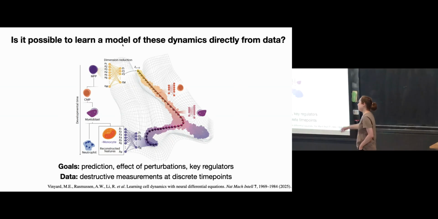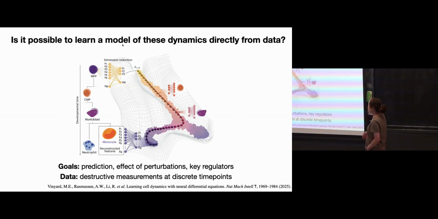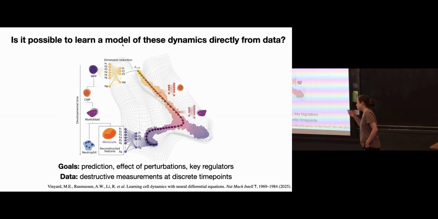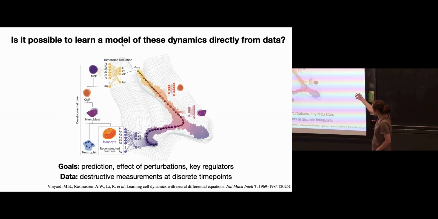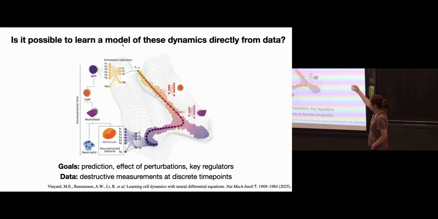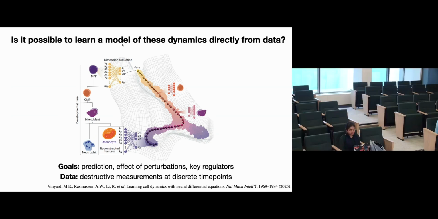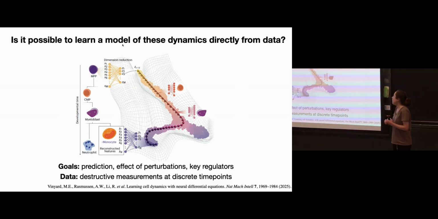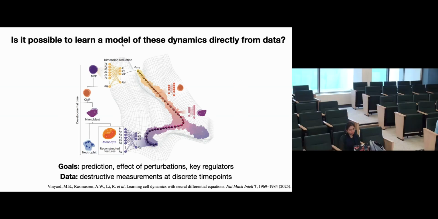So this is an artist's rendition of an actual realization of what is often called the Waddington landscape, from a recent paper, also a nice one that does one of these things. This is again blood cell, so HSC development into monocytes and neutrophils in this example. And so the question is, can we learn something about this underlying landscape?